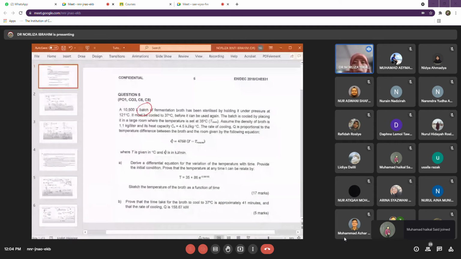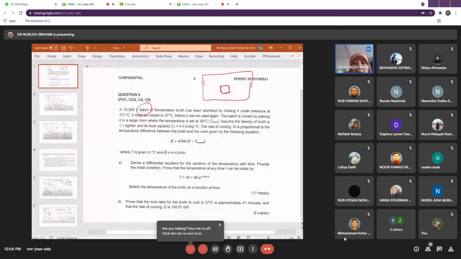So the batch is cooled by placing it in a large room where the temperature is set at 35 degrees C. If I can do a simple drawing, assuming this is the room, the broth is in a tank maybe, 10,500 liters cannot be in a beaker. So the broth is here, initially at T of 101 degrees C, and this room is at T of 35 degrees C. It's some kind of heat exchanger, you have a heating medium and a cooling medium. To reduce the broth from 101 to 37, you need a cooling medium so that you can reduce the temperature. So your cooling medium will be the room.